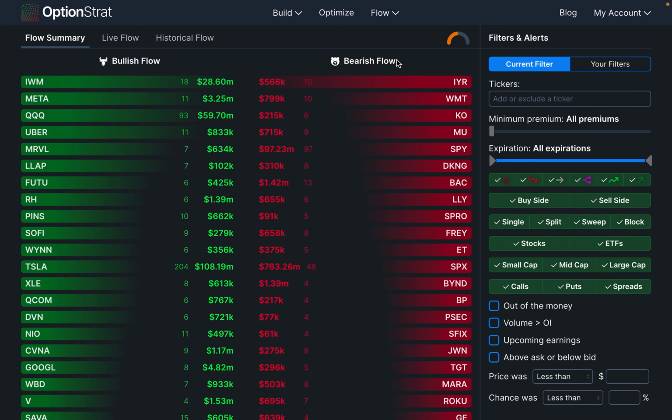Now, let's take a look at what we see. Let's just take a look at this one right here, IWM. We see a couple numbers here. This first number, 18, tells us how many different trades were detected for IWM today. And the number beside this, 28.6 million, is the value of all these 18 trades combined. So it uncovered 18 unusual trades for IWM today that total $28.6 million. That's a huge bet on IWM here.